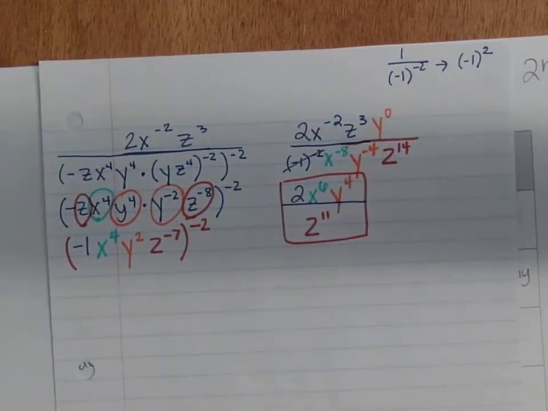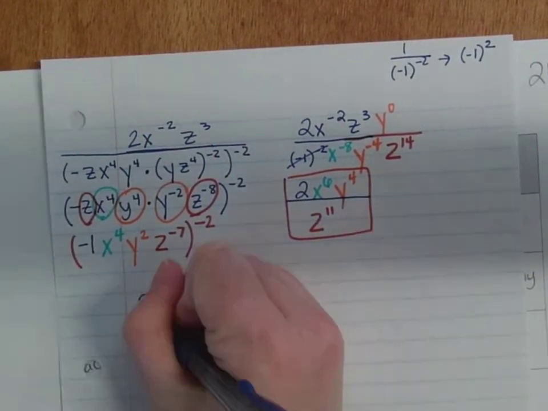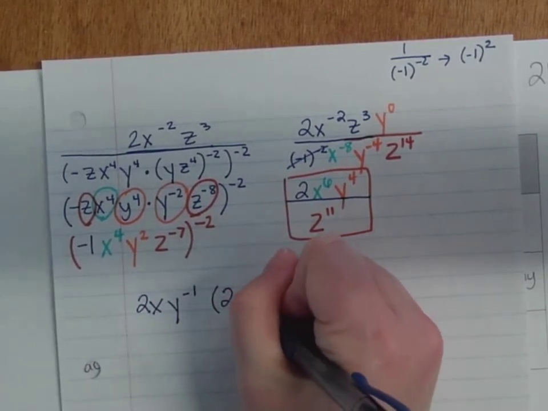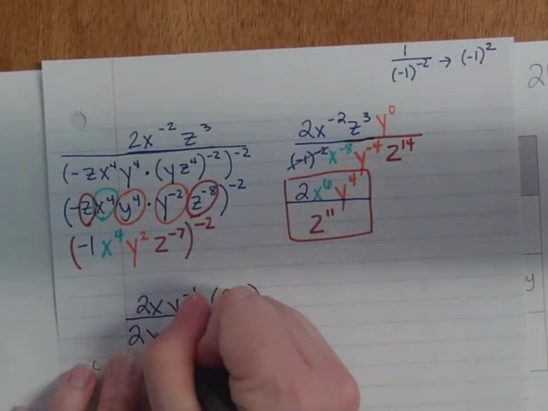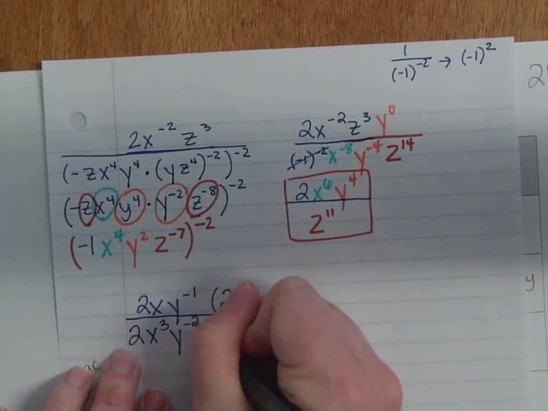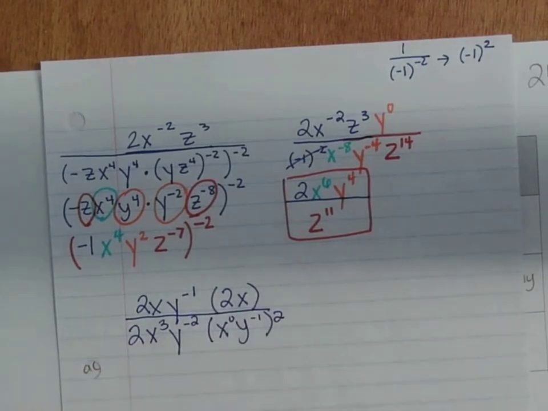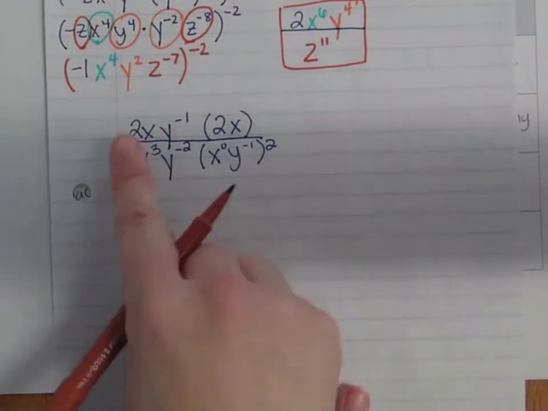All right. But did you see, I did not just immediately go from the problem to the answer. 2x y to the negative 1 times 2x for our numerator. And on our denominator, 2x to the 3rd, y to the negative 2, x to the 0, y to the negative 1 squared. All right. Numerator first, then the denominator, and then we can compare the two, and then we deal with any negatives that we have left. So this is it.